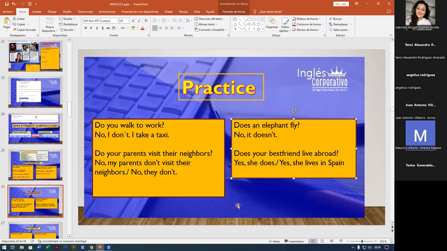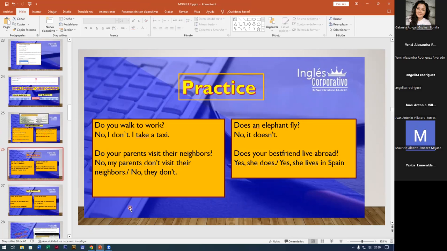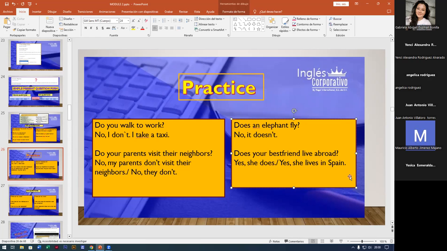Any other question? Yes, tell me. Para el negativo, podría ser: no, my best friend lives in the country. Ah, that's cool. In this country, right? Does your best friend live abroad? No. Suppose that your best friend is he. No, he lives in this country. That will be another possibility, right?